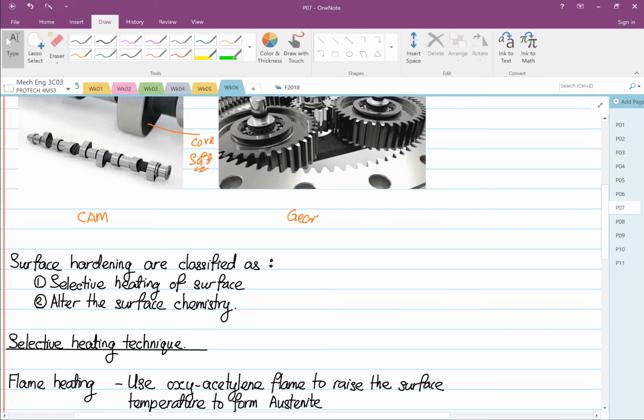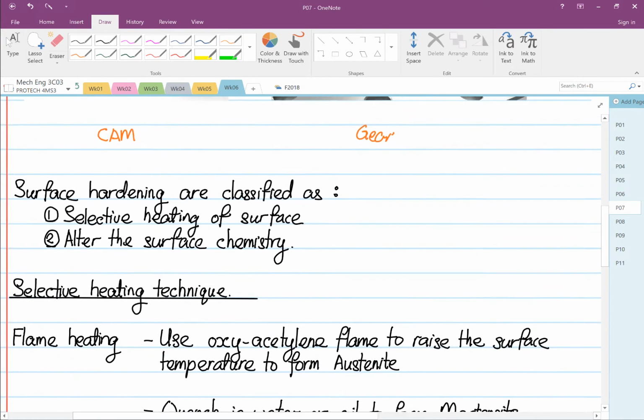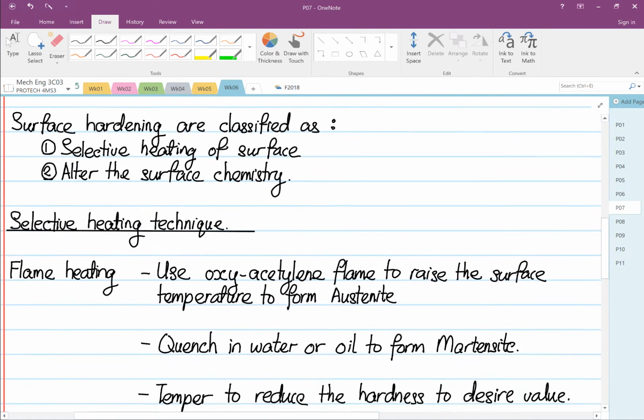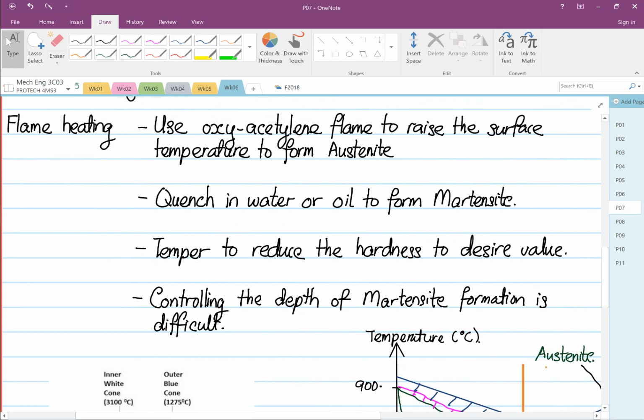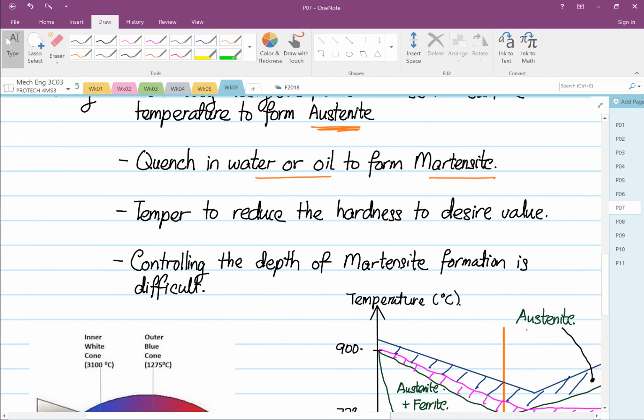Surface hardening is classified into two types: selective heating of the surface and alteration of the surface. We go for the selective heating technique first. The easiest and most commonly used one is flame heating. It uses an oxyacetylene flame to raise the surface temperature to form austenite. Once you heat it to austenite, you quench it in water or oil to form martensite. But you have to heat up to austenite first. Then you temper to reduce the hardness to the desired level.